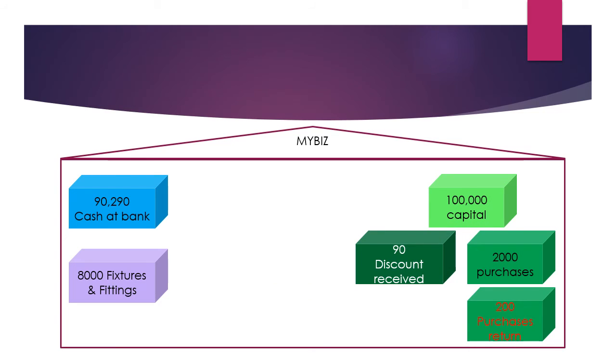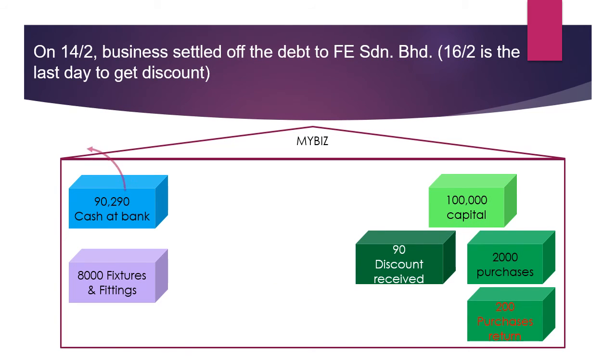So the effect, the accounting equation effect, you will see that we have a new account we call discount received with the amount of 90, and the amount of cash at bank has decreased by 1,710. We do not pay 1,800 ringgit because the business is eligible for a 90 ringgit discount. So you only need to take out the money with the amount of 1,710 only to pay to the FE Berhad.